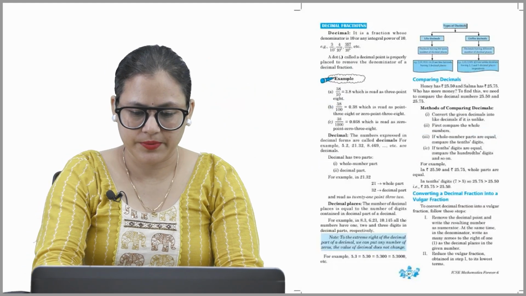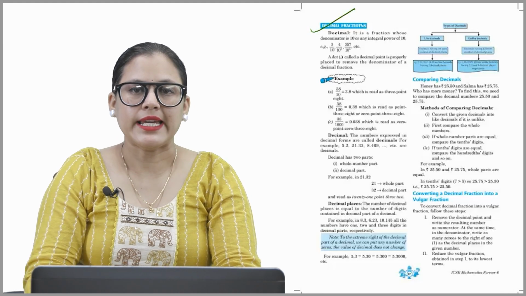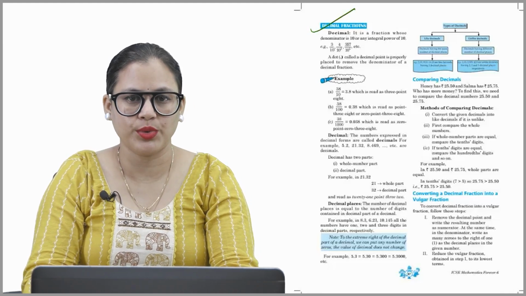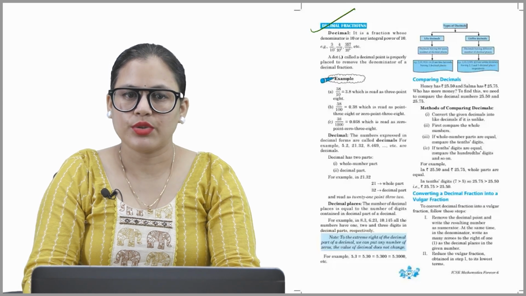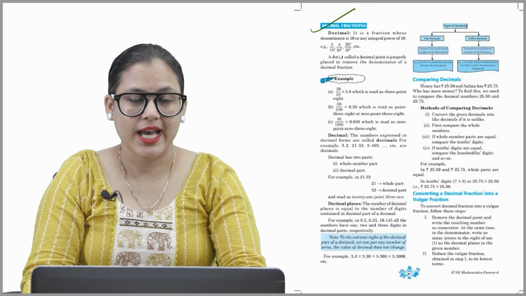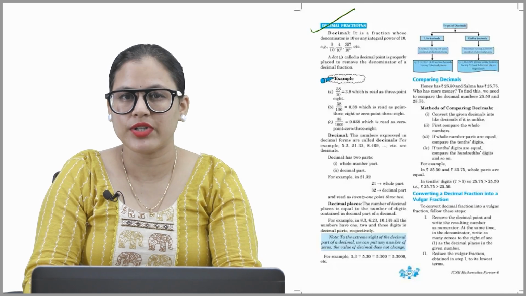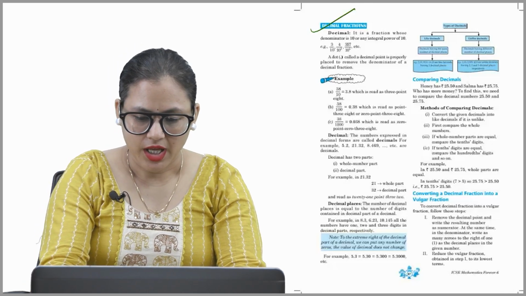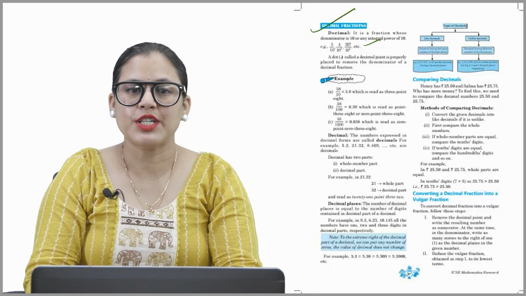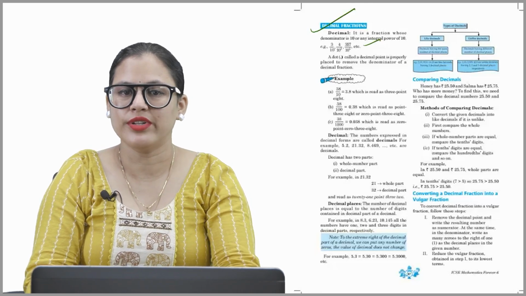Decimal fractions. It is a fraction whose denominator is 10 or any integral power of 10. For example, 3 by 10, 4 by 10 raised to the power 3 and 357 by 10 raised to the power 5, etc. Okay, a dot is called a decimal point, which you know very well, and it is properly placed to remove the denominator of a decimal fraction.